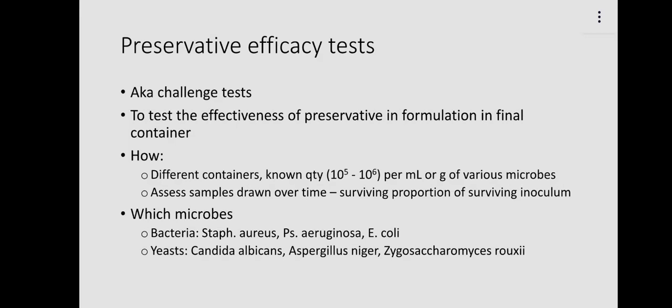How is it performed? How are the tests performed? It requires the use of different containers, whereby in each of the containers, a known quantity of a microorganism is added. So we're talking of the range of 10 to the power 5 to 10 to the power 6 per ml of microorganisms being added to each container.